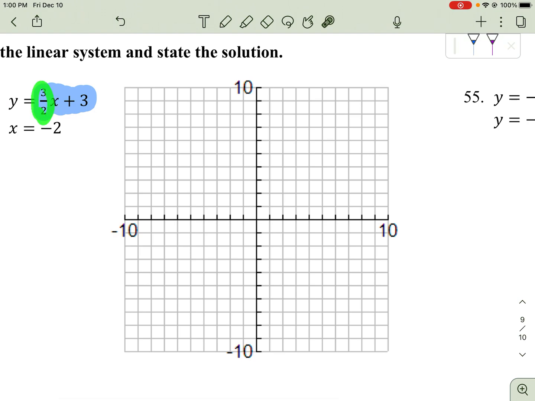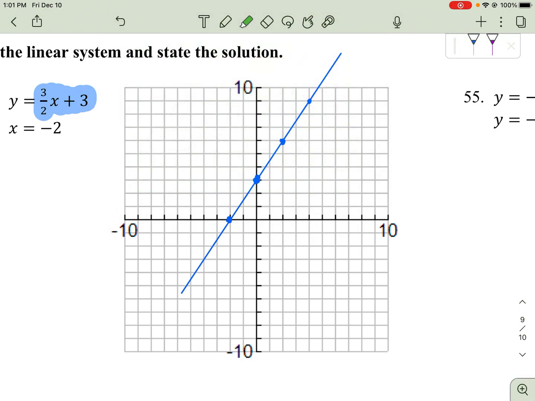Remember, this is our slope, 3/2. This is our y-intercept. The point is (0, 3), so we're going to start at (0, 3). And then from there, we can go up 3, right 2, up 3, right 2, or you can go down 3, left 2. And I might make more points later, depending on where the other graph is. Okay, so there's our first line.